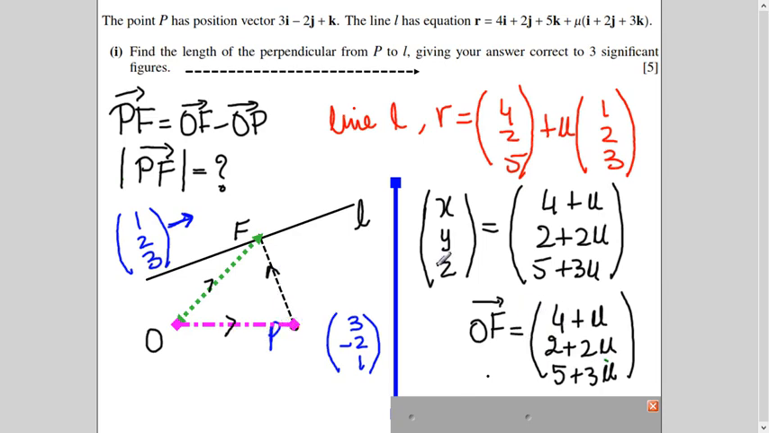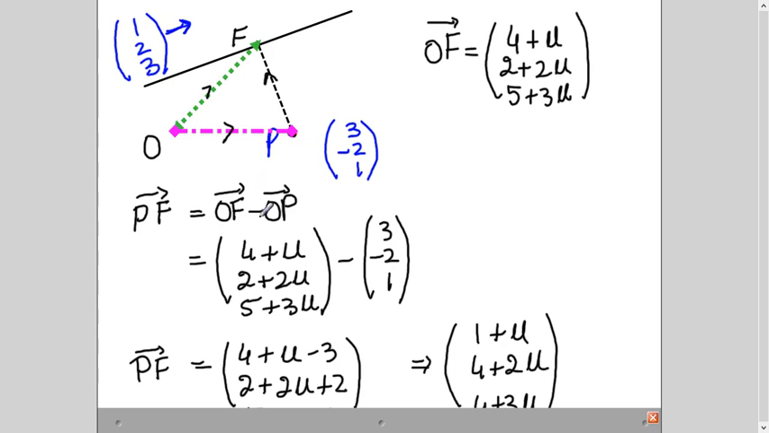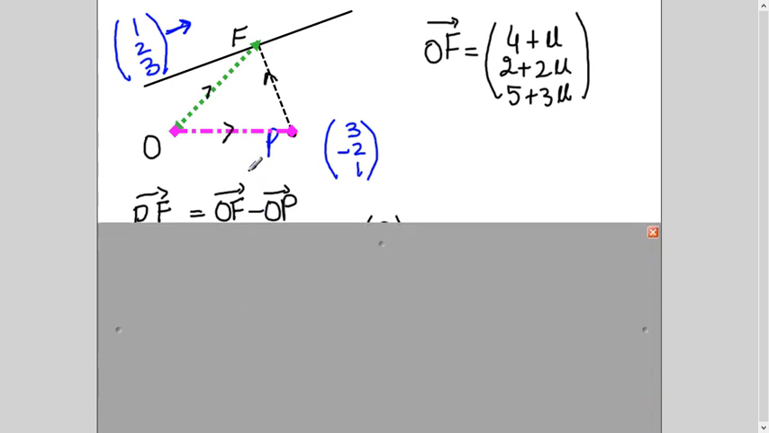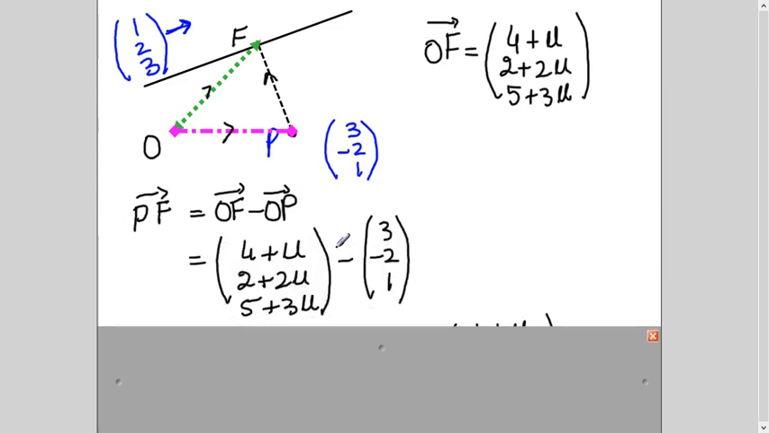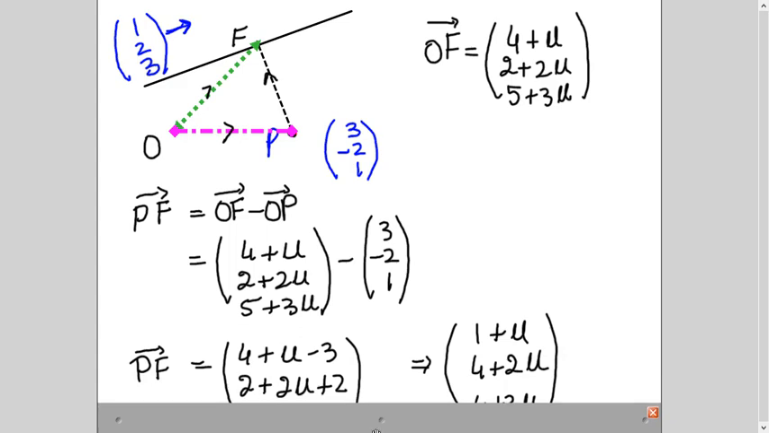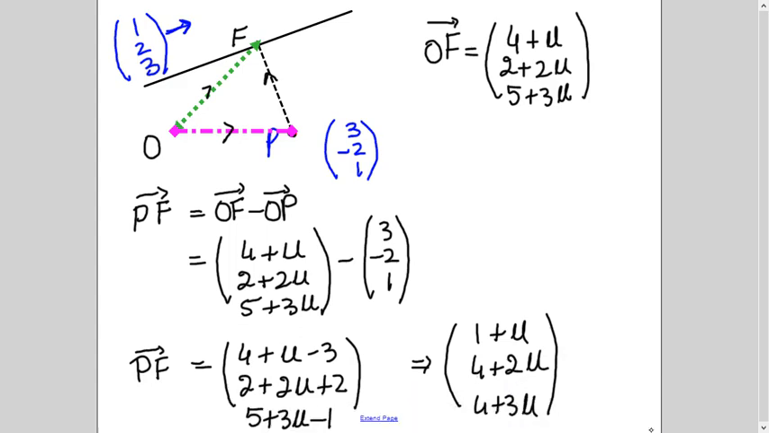First of all, this OF I need to plug into this equation, which we have seen: PF is equal to OF minus OP. So I will substitute OF here, and OP also I have. So I will simplify PF. In place of OF, I will substitute this value, and in place of OP, I will substitute this value, and do a simple calculation to find PF. And this gives me PF in terms of mu because I still don't know mu.